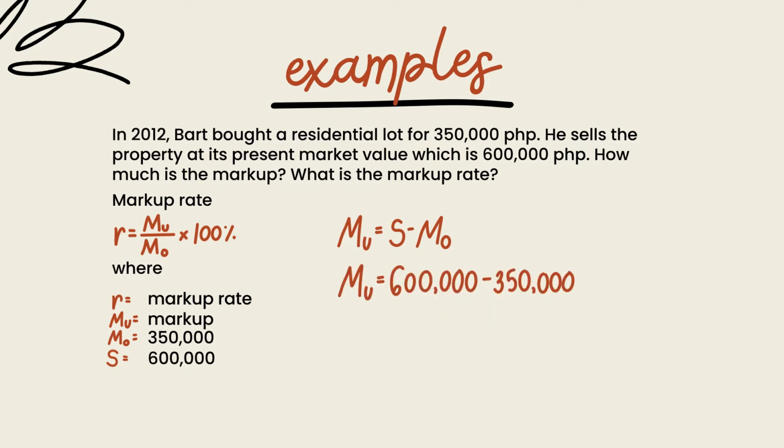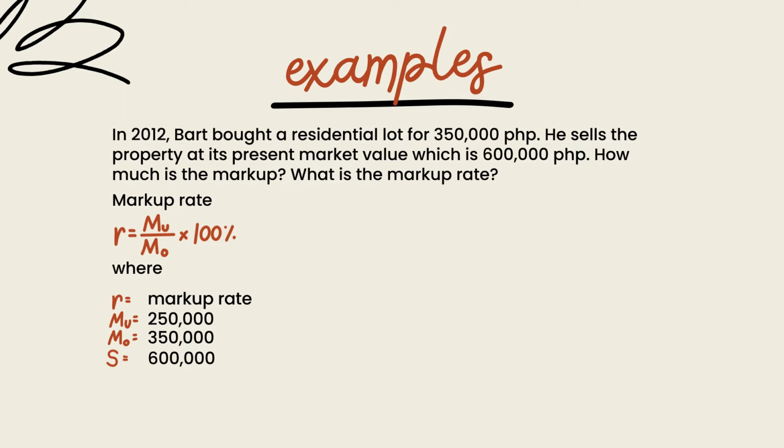So you have now 600,000 minus 350,000. So your answer would be 250,000. So ito daw yung markup mo. Ito yung idinagdag dun sa presyo, sa original price, para maging 600,000. Ngayong meron ka ng markup, it's now time to compute our markup rate.